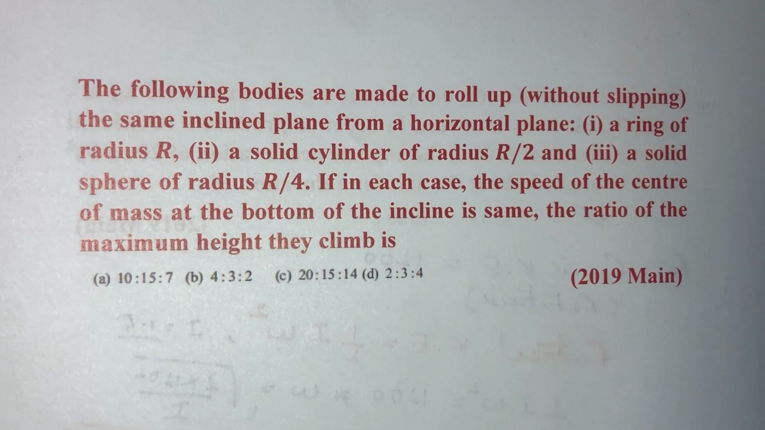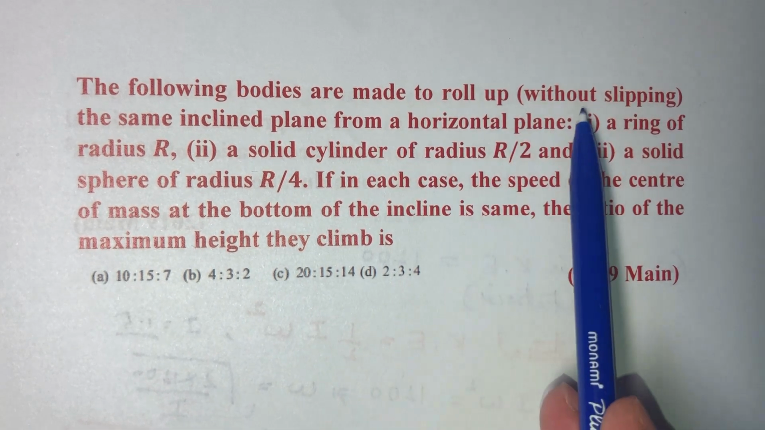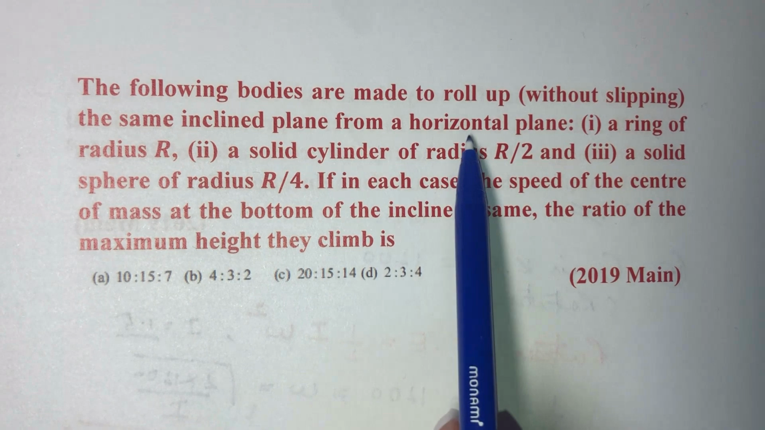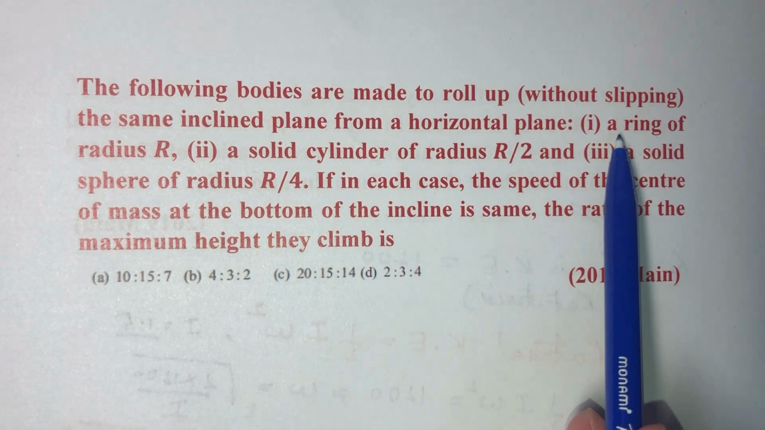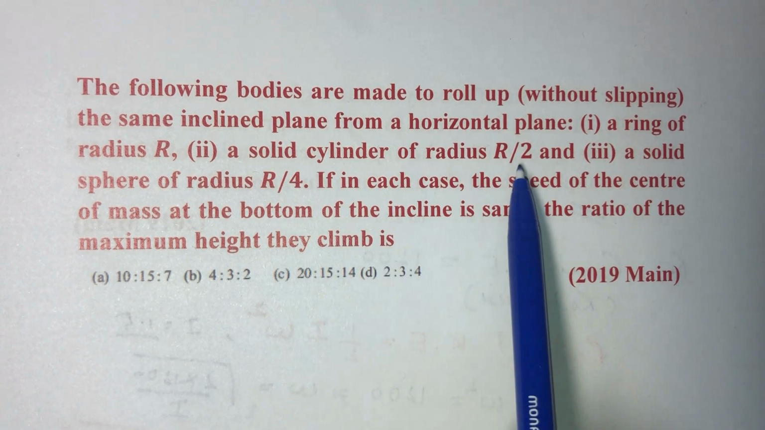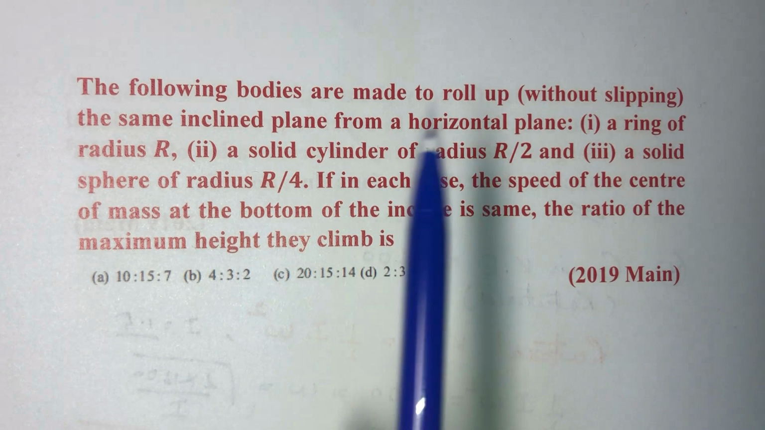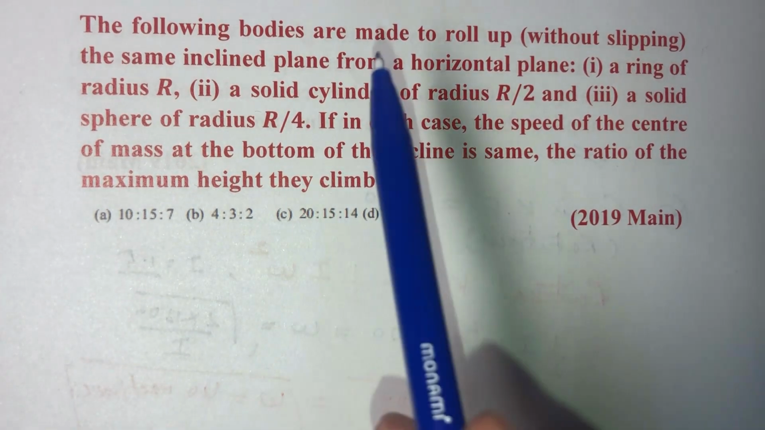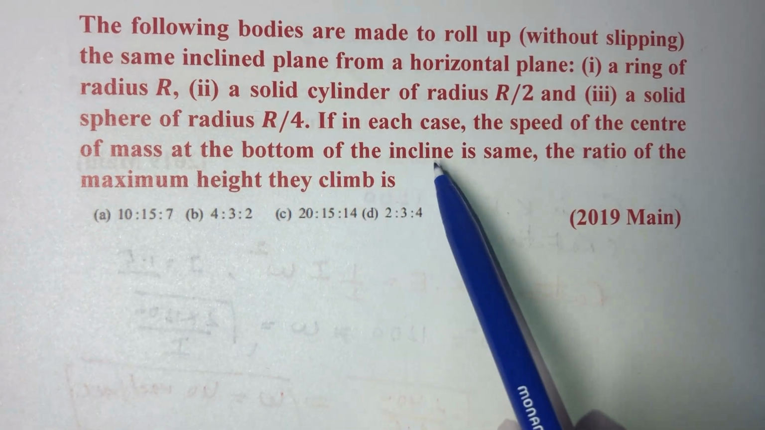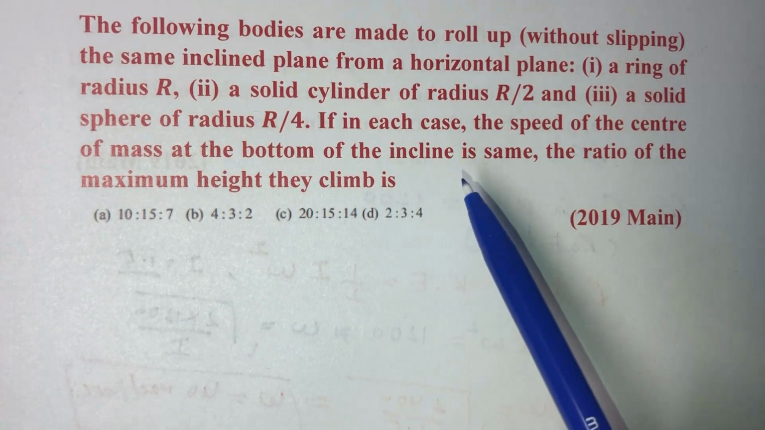Hello friends, today's question. The following bodies are made to roll up without slipping the same inclined plane from a horizontal plane. First, a ring of radius r, second, a solid cylinder of radius r by 2, and third, a solid sphere of radius r by 4. If in each case the speed of the center of mass at the bottom of the inclined plane is same, the ratio of maximum height they climb is.